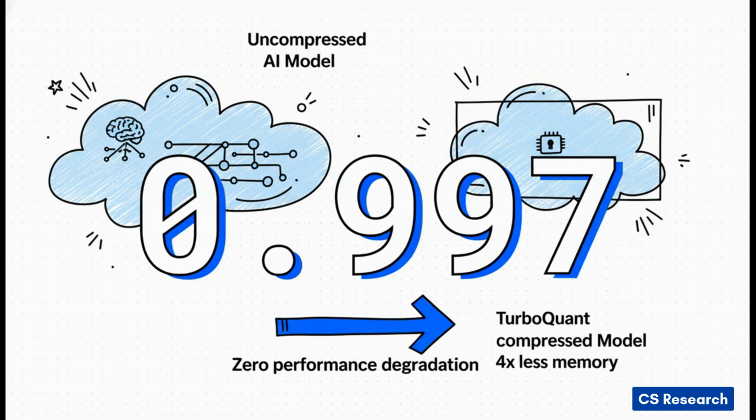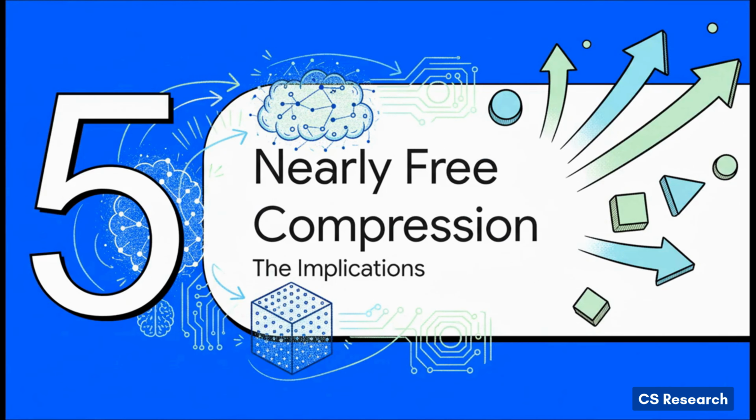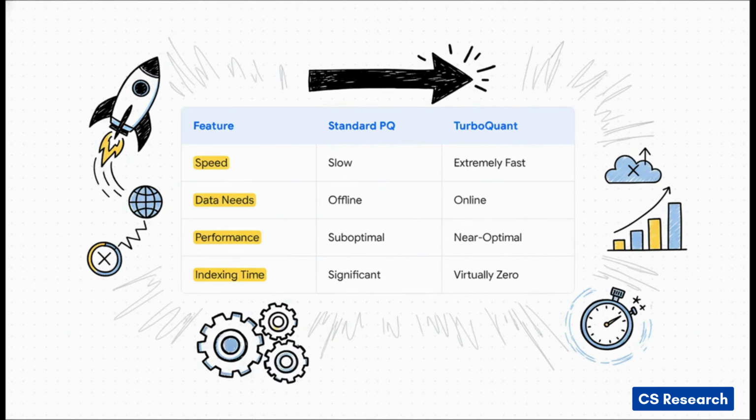It's incredible. So what does this all add up to? When you put it all together, you realize we're talking about something pretty revolutionary. We're talking about compression that's almost perfect for almost no cost. This table really says it all. The old way was slow. TurboQuant is ridiculously fast. The old way needed lots of pre-training. TurboQuant works instantly, online. The old way was suboptimal. TurboQuant is verifiably near optimal. On every single metric that matters, it's not just an improvement, it's a complete game changer.